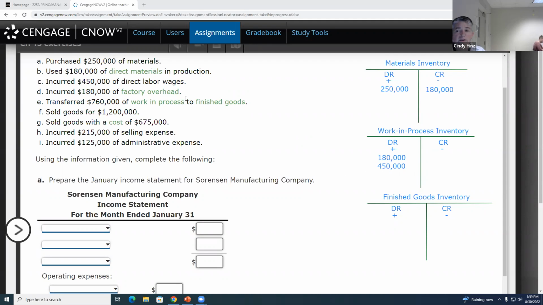We also incurred $180,000 worth of factory overhead. I had explained on Thursday, our last class, that factory overhead is accounted for in that separate cost pool or accumulation account, and then we allocate that. Although this says incurred 180,000, I would like to change that: not that we incurred that expense, but that we applied that expense. I would prefer that you didn't think of that as actual cost, but as cost that was applied out of that overhead account.